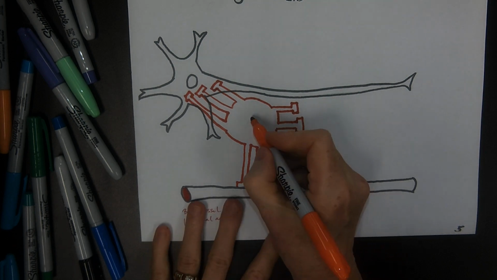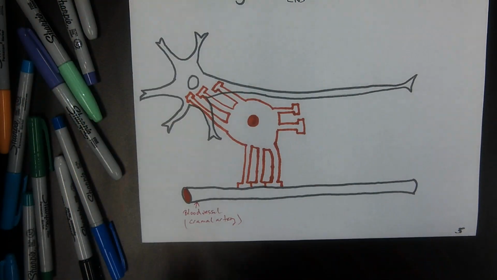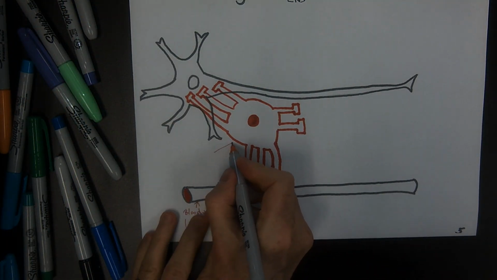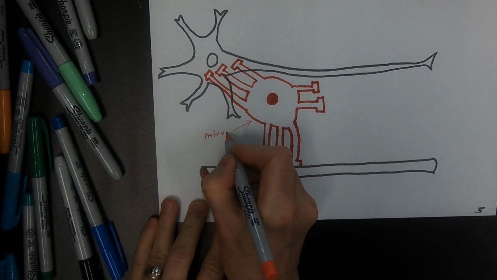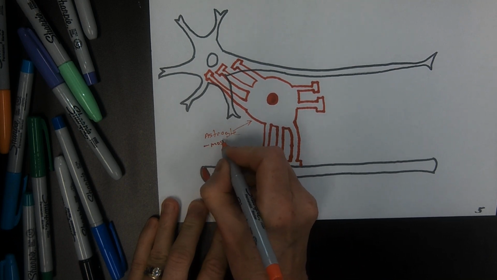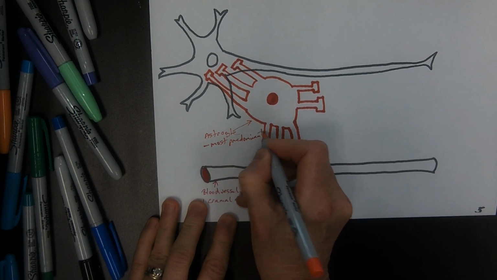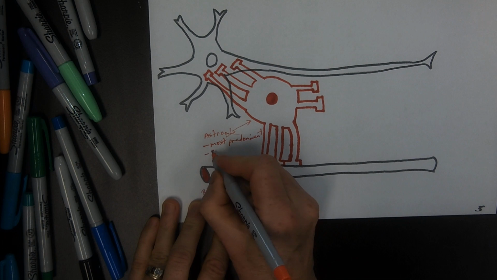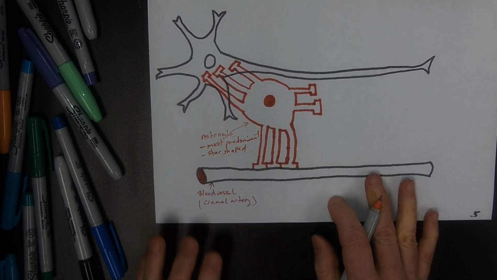And this is going to be your astrocyte. It has a nucleus. The most predominant glial cell is going to be your astrocyte. The most predominant glial cell. And they are a star-shaped cell. Hence the name astrocyte.